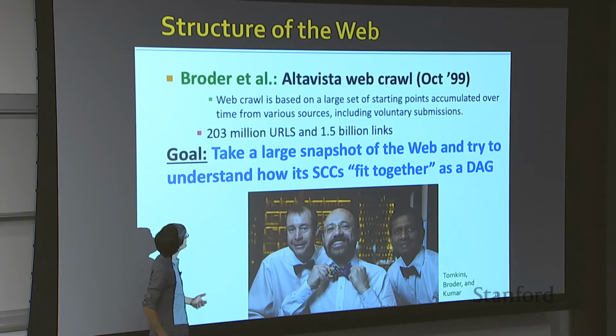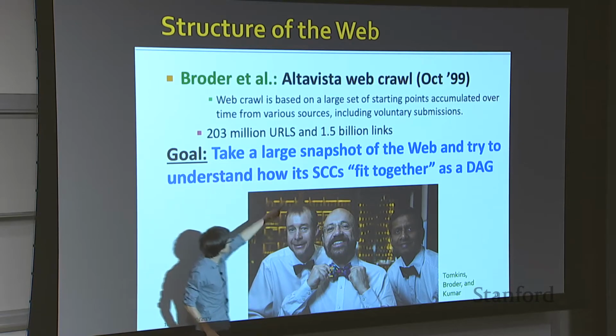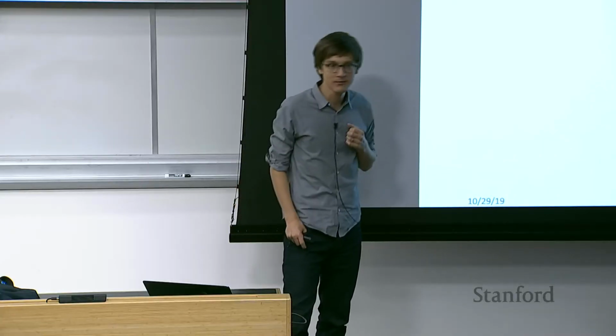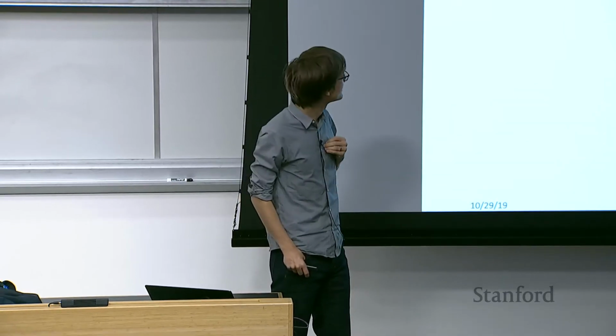And at that point in time, 20 years ago, this was 200 million URLs, 200 million pages, and 1.5 billion links. So this was a massive graph for 20 years ago, right? Like some of you were not even born yet, right? And people were working with 100 million node graphs, right?